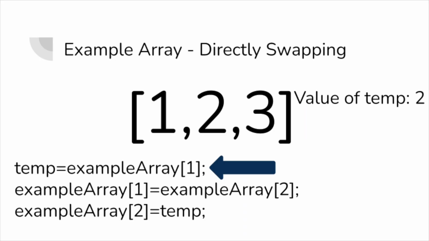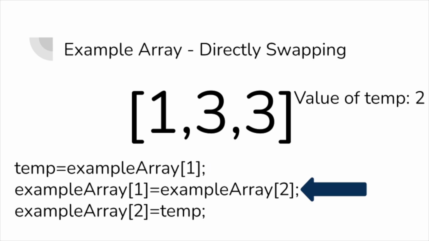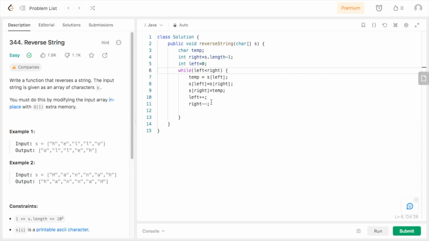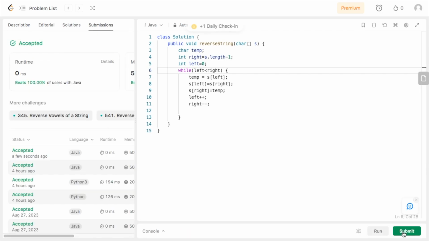Then what we're going to do is set the value of the temporary variable to be the value stored at the left pointer. Then, we set the value at the left pointer to be the value at the right pointer. Since we saved the previous value at the left pointer before we changed it, we can now set the value at the right pointer to the temporary variable, which effectively swaps the values at the pointers. We then just have to make sure that we decrease our right pointer by 1 and increase our left pointer by 1 to make sure that we're actually reversing the whole array. When we run this code, we can see that it works.